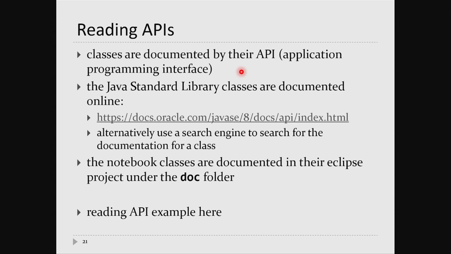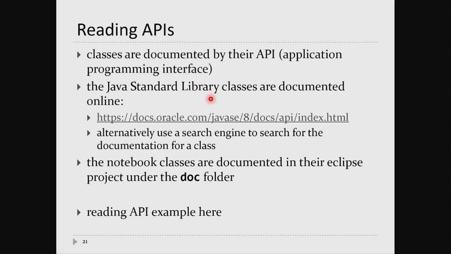So whenever you go to look up the documentation for a Java class, as long as the people who created the class were diligent in writing their documentation, it always looks the same. In other words, you can read any Java documentation document, and it should always look the same. The classes are documented by something called their API, which is just application programming interface.